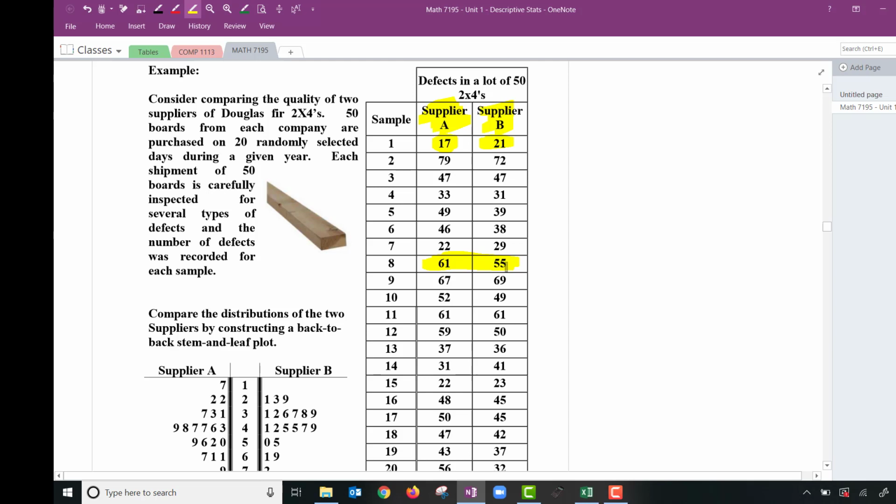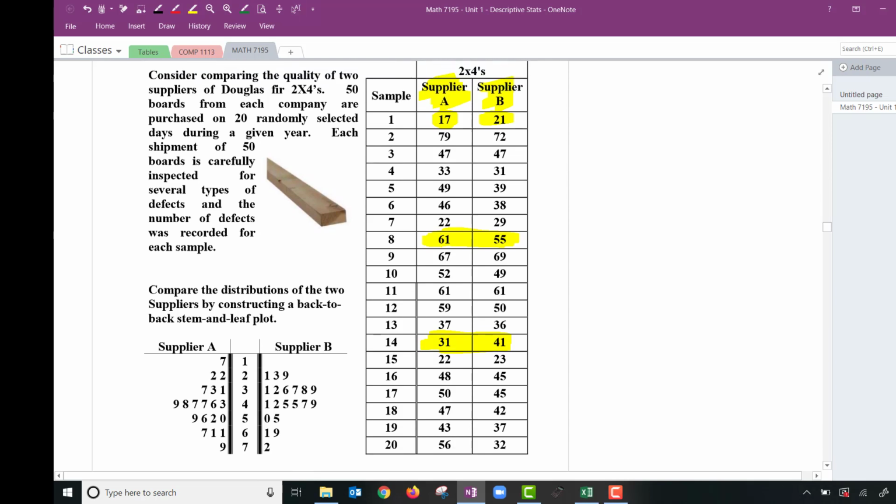So we did this for 20 different days, or 20 different shipments. We said, hey, send us 50 boards, and we studied each company. So on day 14, we got 50 boards from supplier A and found 31 problems. And from supplier B, 50 boards had 41 problems. Just looking at the raw numbers, it's kind of hard to tell which one is better. On day 8, it looks like supplier B is better. Remember, smaller will be better in this example. On day 14, supplier A is better. So in general, which one would we prefer?